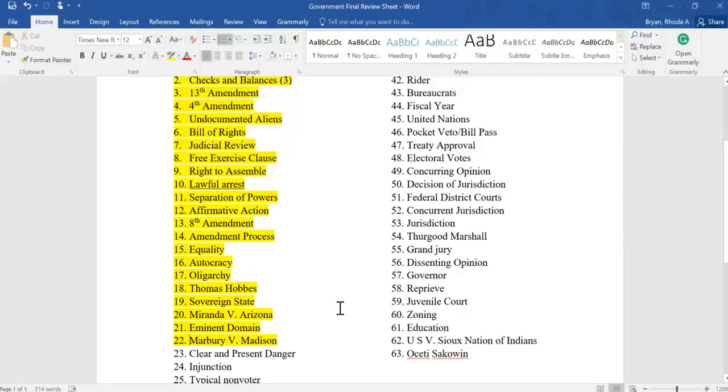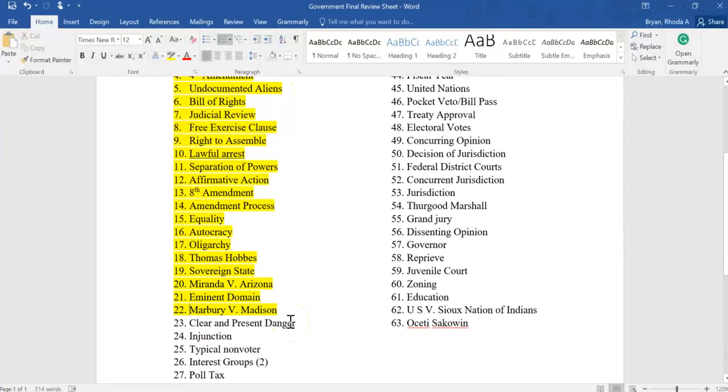Okay, I don't see that. Looks like I might have missed one here on the test. You should add to your review between 22 and 23 the term Brady Bill. It's a gun control measure passed in 1996. It calls for a waiting period before you can purchase a handgun.